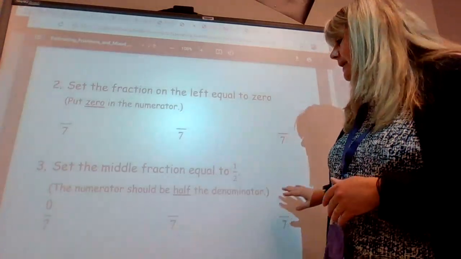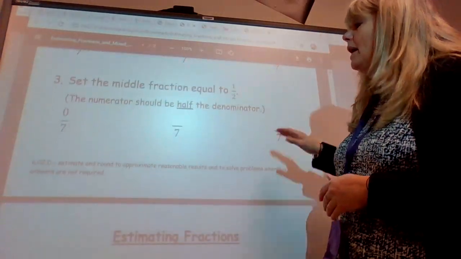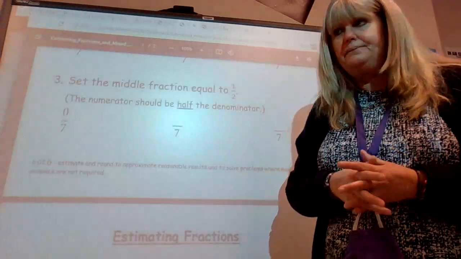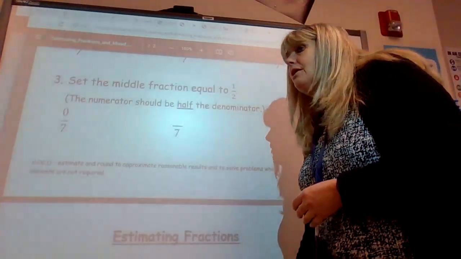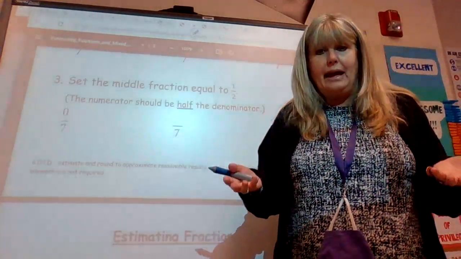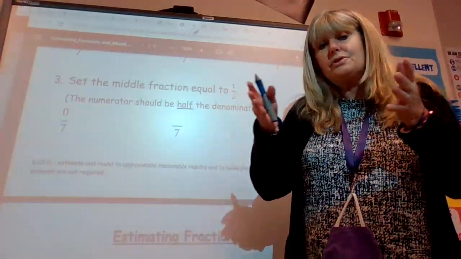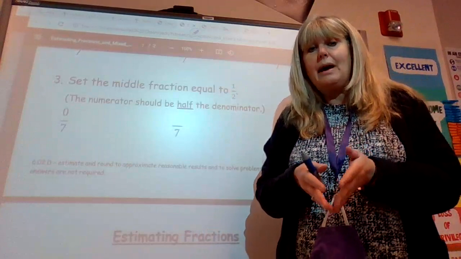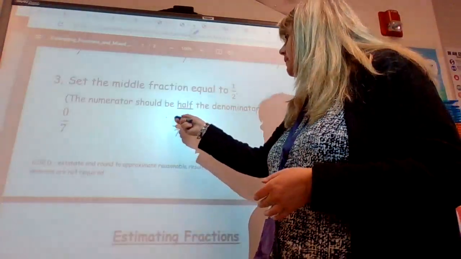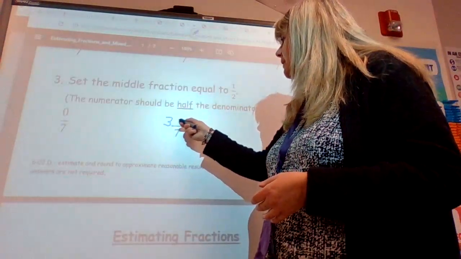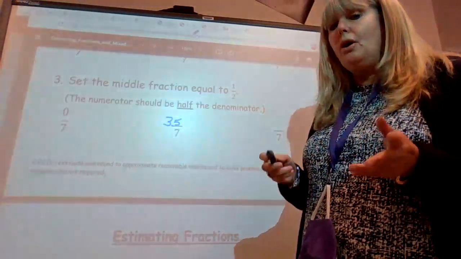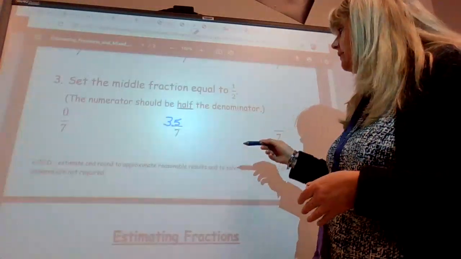So on this one right here, we have to think about what is 1/2 of 7. Okay, for those of you who don't know, 1/2 of 8 is 4. 1/2 of 6 is 3, so 7 is right in the middle, so 1/2 of 7 would be 3.5.